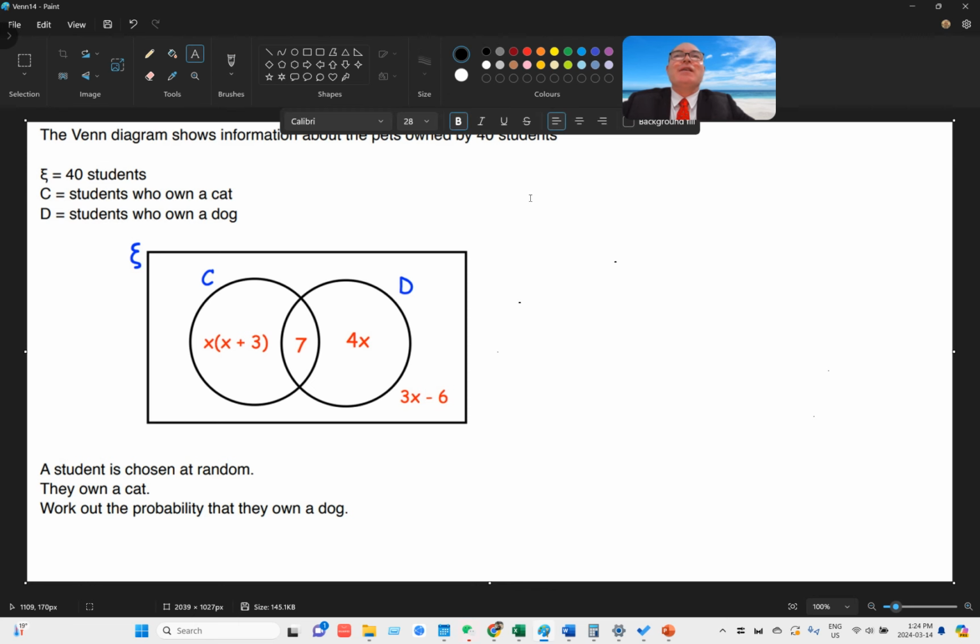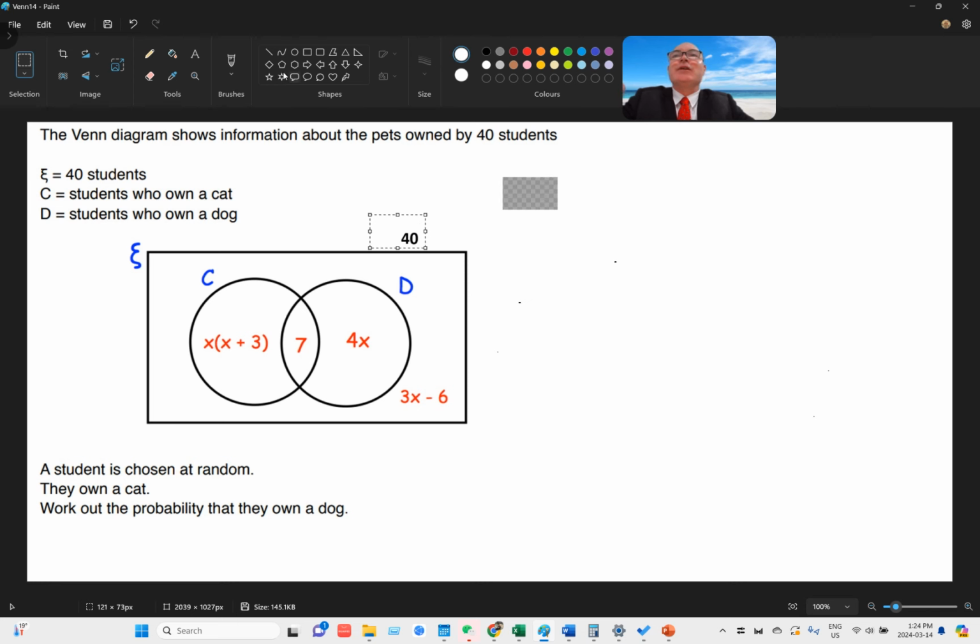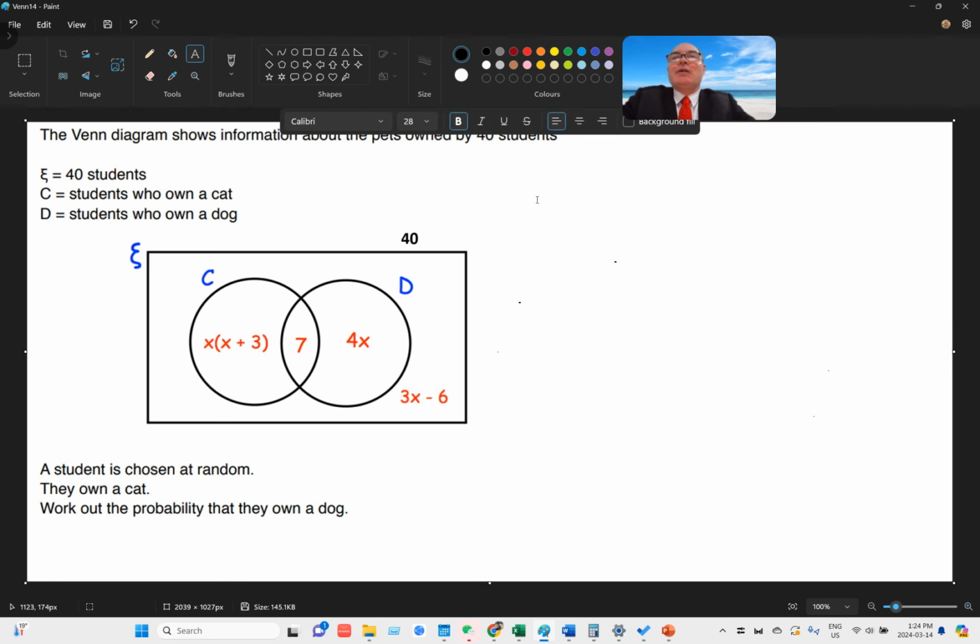All right, then, I'm going to get my little text tool here, and I'm going to say the universal set has 40. I'll slide that over to the top, fill that back in, get my text box back, and we're going to get to work. I have some questions at the bottom. Students chosen at random own a cat. Work out the probability that they own a dog.